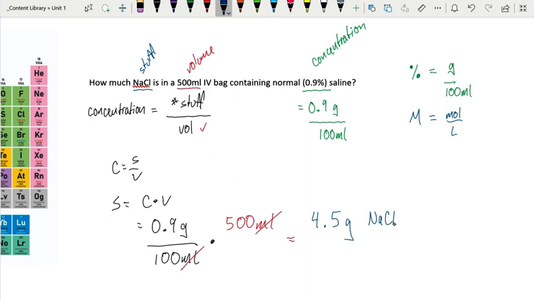Now, let's reverse this and try something a little bit more challenging. Let's take this value, 4.5 grams. How many moles of salt are in that bag?